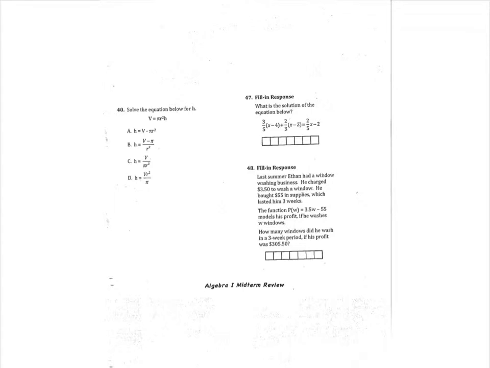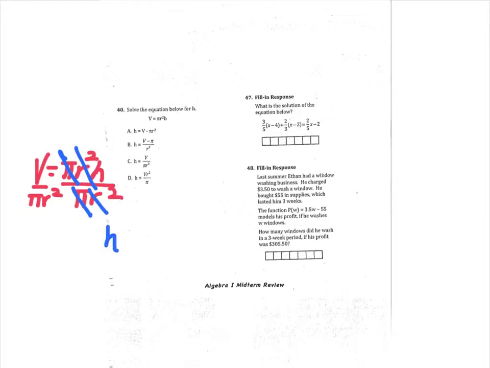All right, number 40 is a literal equation again. So we have V equals pi times r squared times h, and they're asking me to solve for h. Well, if you can just let go of the fact that it's all letters, this is not a hard problem, because all you have to do to solve for h is divide by pi r squared on both sides. So on the left-hand side, pi cancels with pi, r squared cancels with r squared, leaving you with just h. h is equal to V over pi r squared. And so that is going to be choice C.